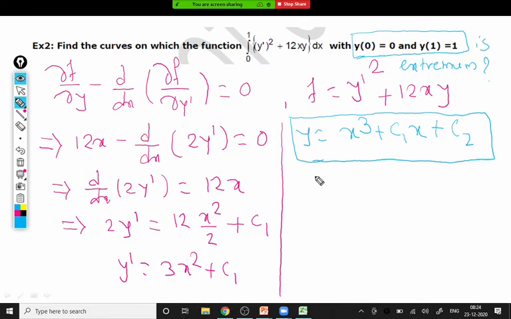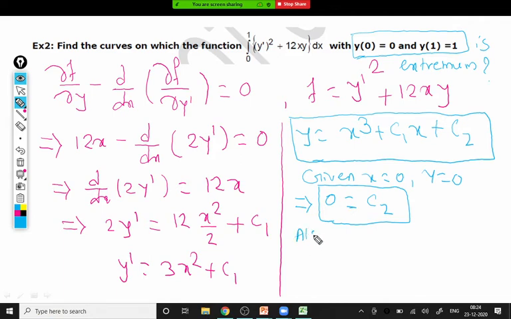So let me use the given points. The first point: x is 0 and y is 0, so y(0) is 0. This implies 0 is equal to 0, 0, that is C2. C2 is 0. So C2 is already 0 now.